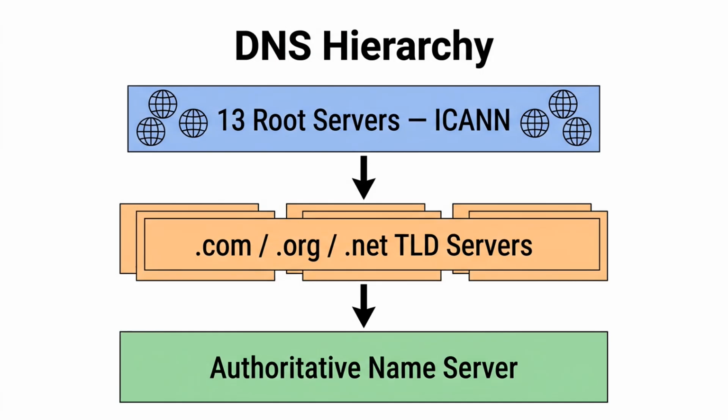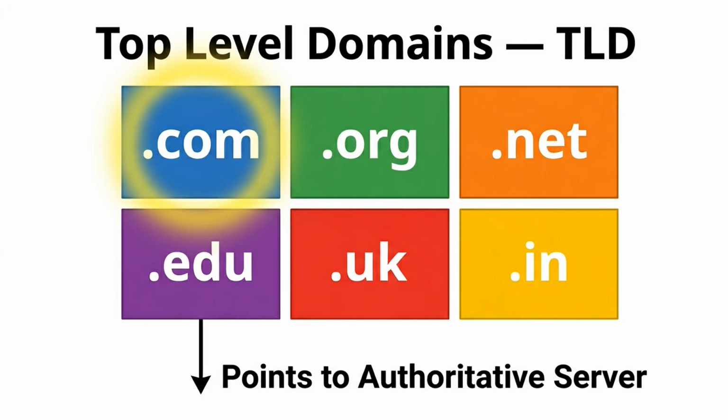Now the DNS resolver starts its journey. First stop, the root name servers. These are the top of the entire DNS hierarchy. There are only 13 sets of root servers in the whole world, managed by organizations like ICANN. They don't know the IP address of example.com, but they know where to send the resolver next to find the right zone for .com, .org, or whatever the domain ends with. So the root server points the resolver to the TLD server.